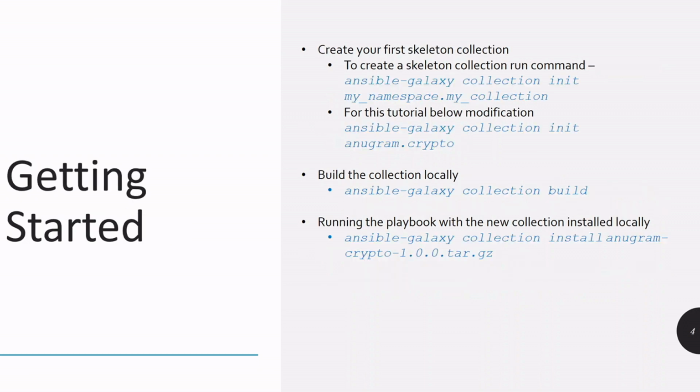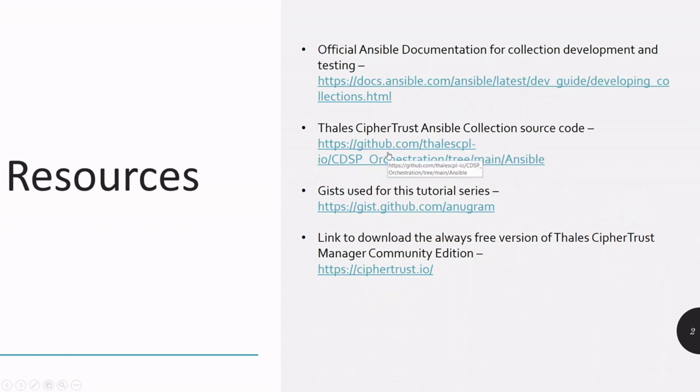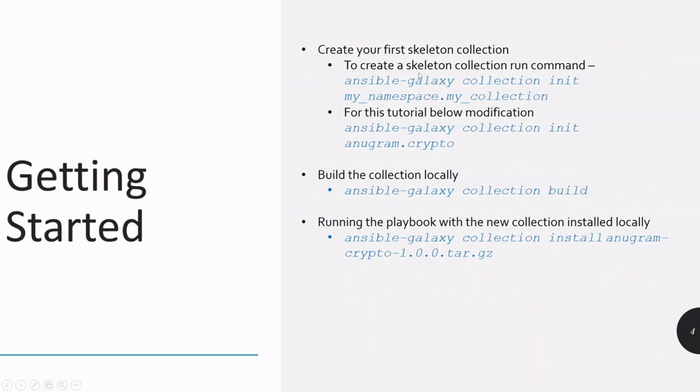To get started, and this is the topic of this particular video, we are going to create a skeleton collection. If you go back to the official Ansible documentation, they have mentioned these commands over there. But it is a very simple command: on the machine where you have Ansible running, your development machine, you can run ansible-galaxy collection init. Init means you are initializing a new collection, followed by a namespace and then the collection name.